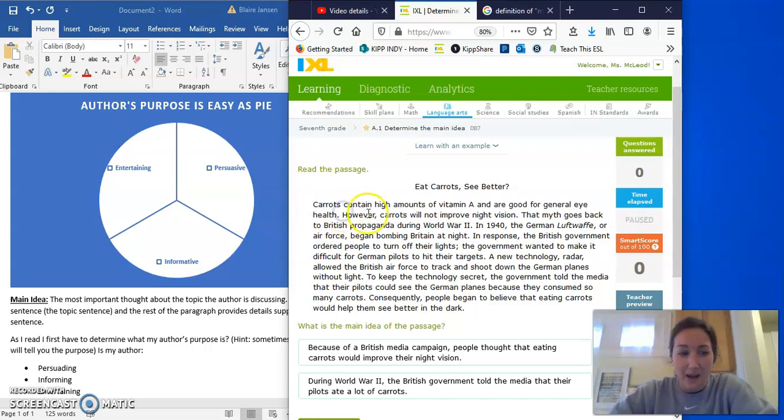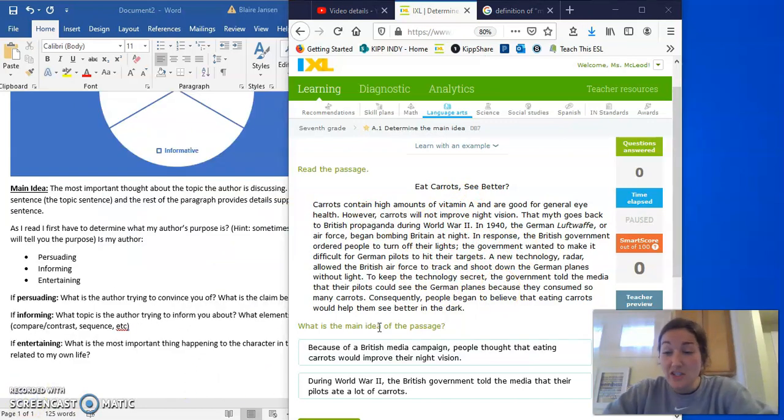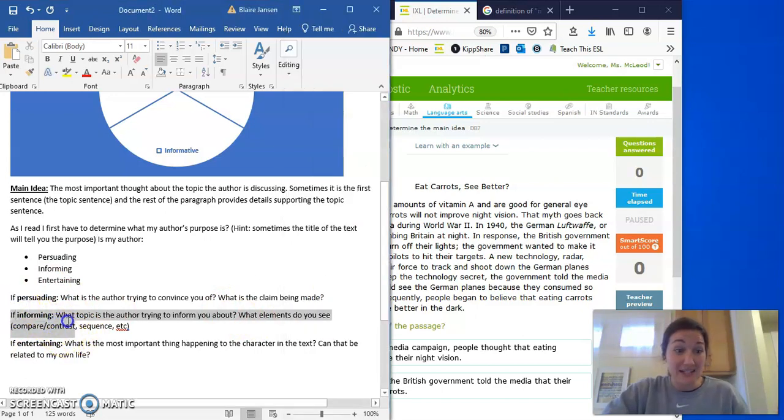It's just a fact about carrots. So it makes me wonder if the topic of my text is going to be about carrots in general and maybe what carrots have to do with this historical element. So I've determined that I think that this text is informative. It's not persuasive, it's not entertaining, it's informative. So I'm going to come down to my prompting questions. When thinking about main idea, I know that my text is informative. So since my text is informing me about something, I have to ask myself the question, what topic is the author trying to inform me about?